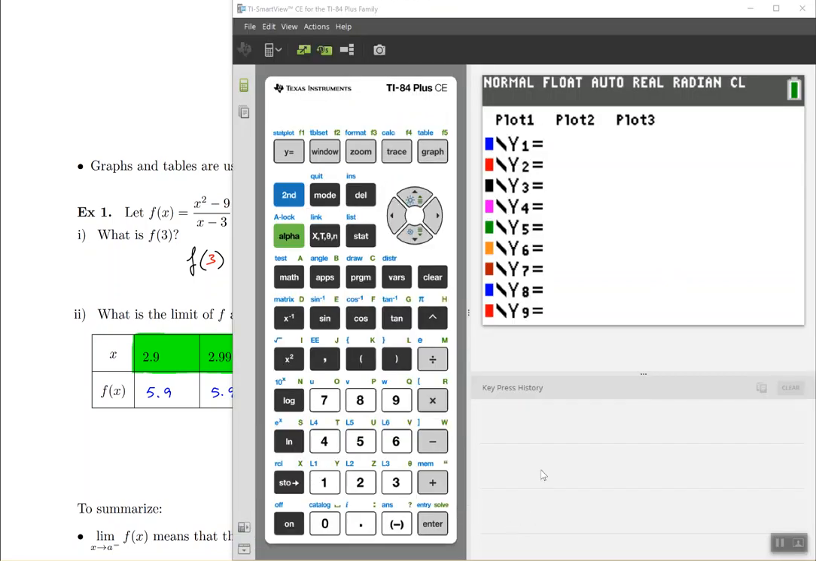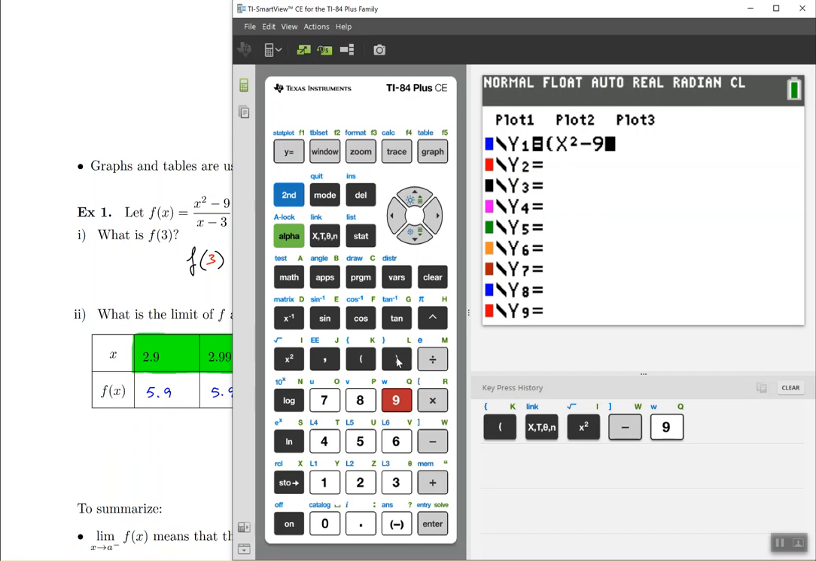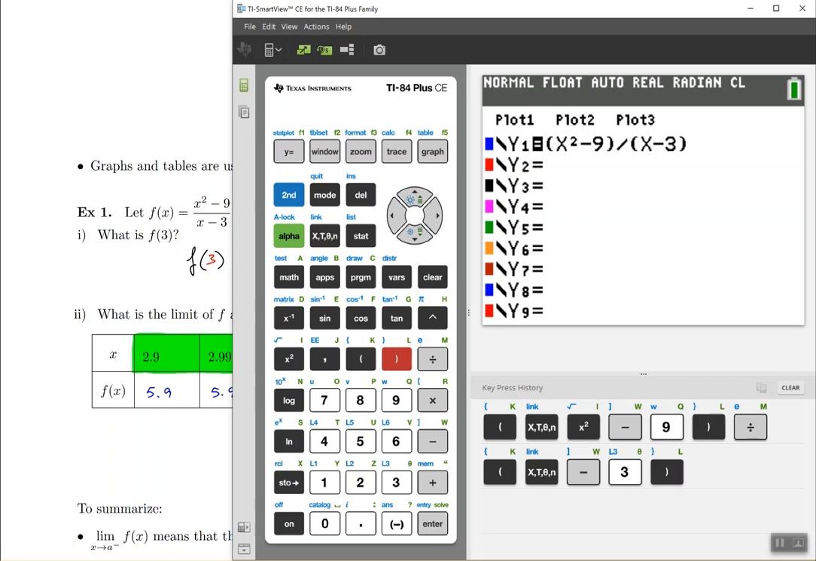So first of all, what we want to do is get into the calculator, into the Y menu where we normally go to graph, and plug in the function f of x, which in this case is x to the power of 2, so x squared minus 9. That's the numerator, so I'm going to close the parentheses there, and then divide by x minus 3. Again, make sure everything happens to be inside parentheses, otherwise you will mess up the problem. So there it is, x squared minus 9 divided by x minus 3.